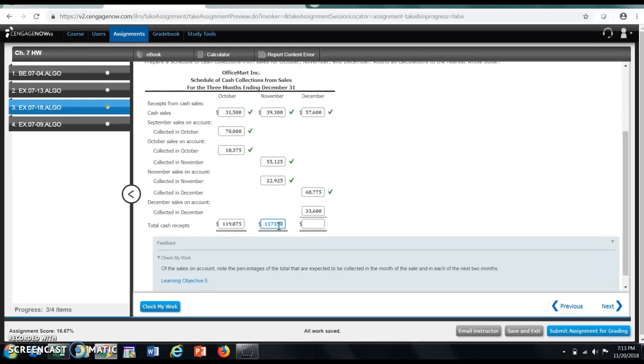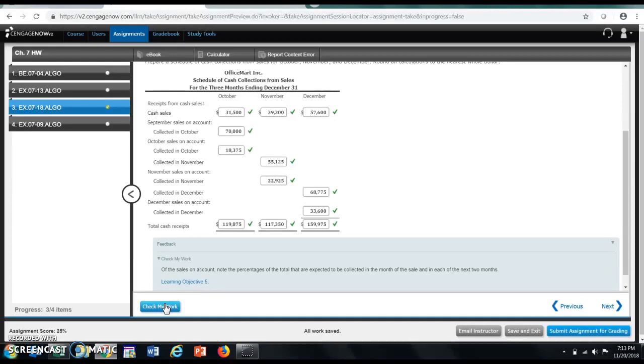Okay, and in December, lastly, 57,600 plus 68,775 plus 33,600 is 159,975. And we'll check that. Everything seems right, and that's how the problem is solved.